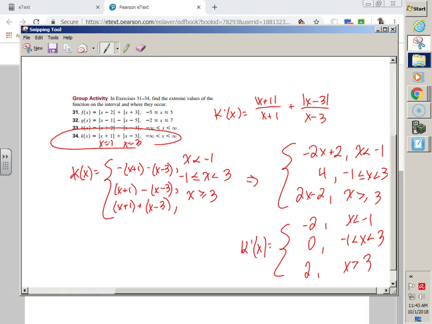All that to say, what's my only critical number? 0. And what's my behavior? Yeah, you're right. I'm decreasing at a constant rate. I'm flat for a constant rate, and I'm increasing at a constant rate, and I'm going to infinity. I do believe.